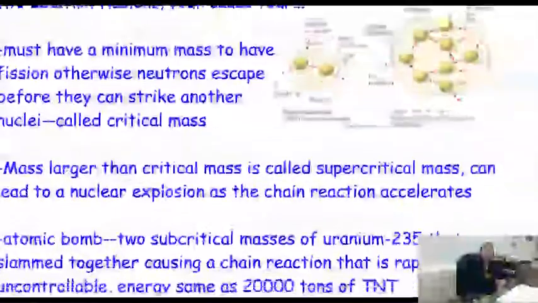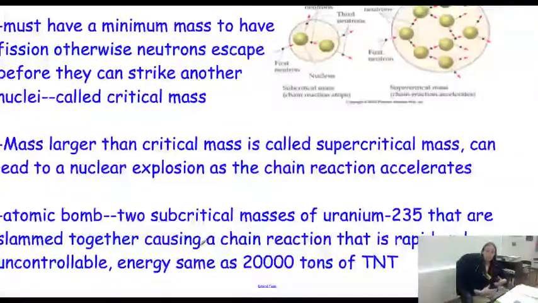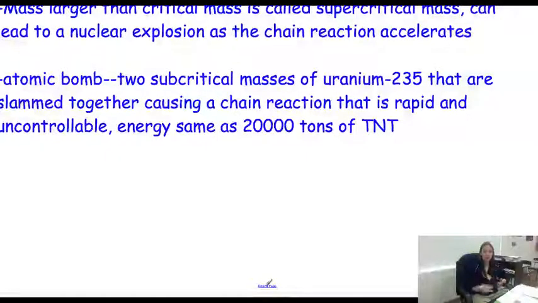Now, atomic bombs are where you have 2 subcritical masses of uranium-235 that are slammed together. They cause this chain reaction that's really, really rapid, uncontrollable. So now we've got a supercritical mass. Too much is going on. The chain reactions are going too fast, and we have the same energy as 20,000 tons of TNT. So you have these uncontrollable reactions that just go until they really can't go anymore, and they go so quickly that it causes an explosion. And that is fission.